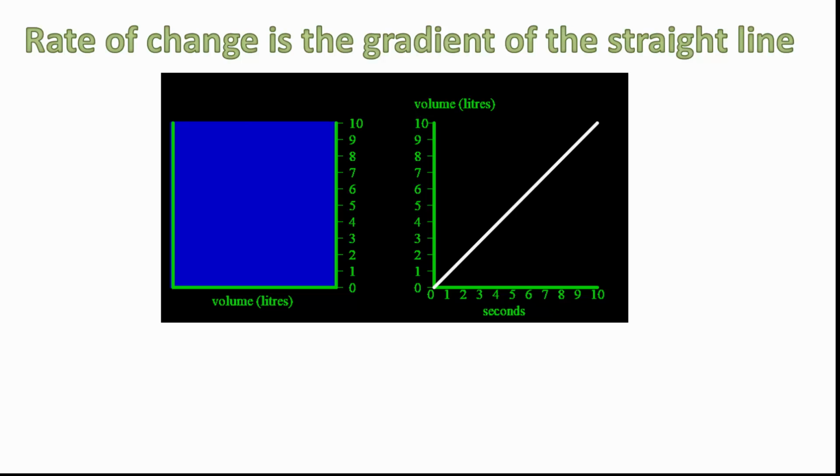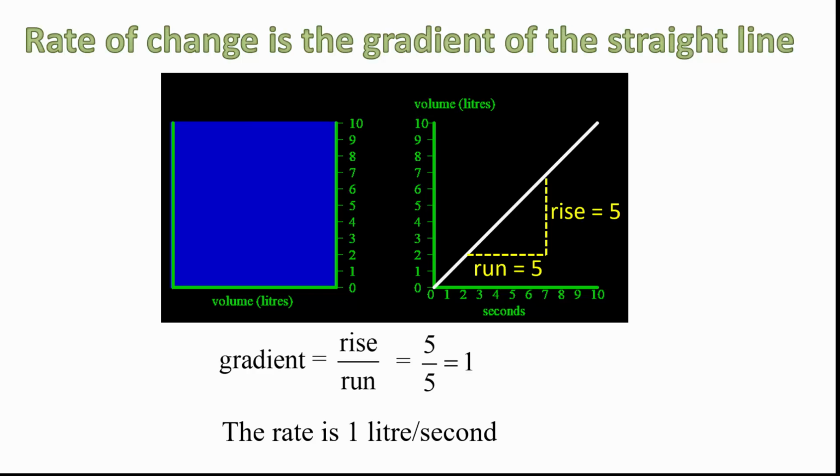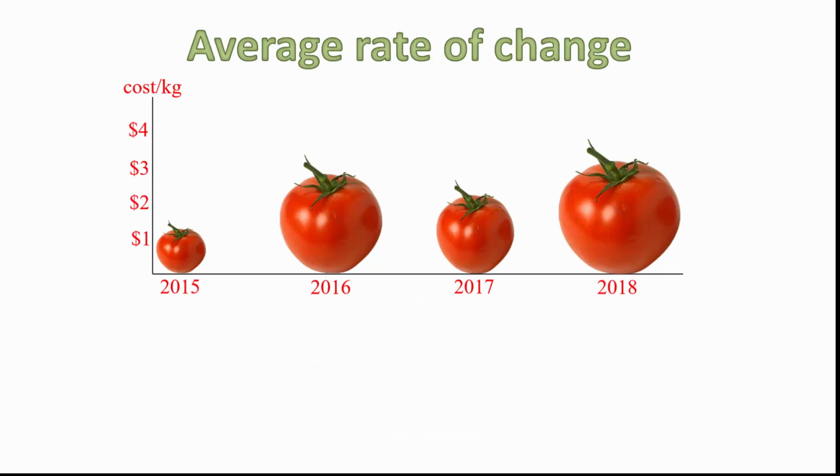You can see that we have a straight line on the right which represents the rate of change of the volume as it fills, and the gradient of that straight line gives us a measure of the rate of change. In this case, the gradient is found by working out what we call the rise over run. So the gradient is the rise over run, which is 5 over 5, which equals 1. Therefore we can state that the rate of change of the volume of water with respect to time is 1 litre per second.